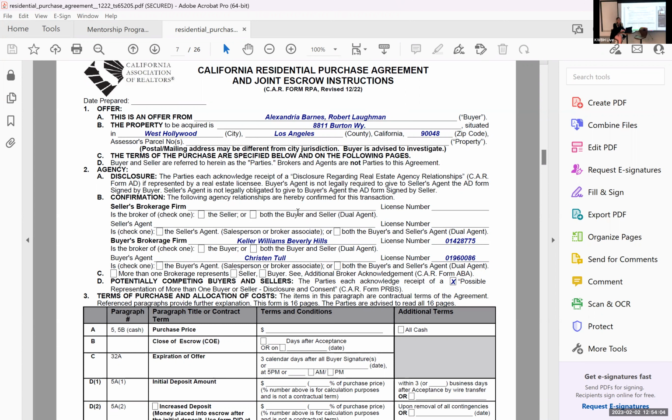Weird, right? If you're writing an offer, is that possible? It is, because remember, it's dual representation if any two agents from the same brokerage are writing on a property. Same thing with buyer's brokerage. That's going to be you if you're writing an RPA. So it will say the same as mine does here. And you'll indicate whether you're representing just the buyer or if there is dual representation involved.